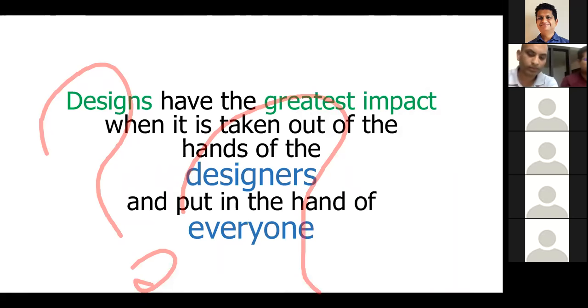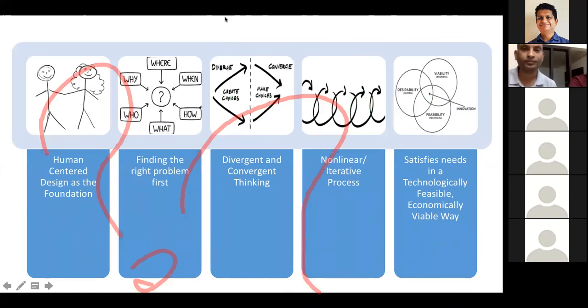Okay, so when we talk about design thinking, these are the main characteristics of design thinking. What you see on the screen.